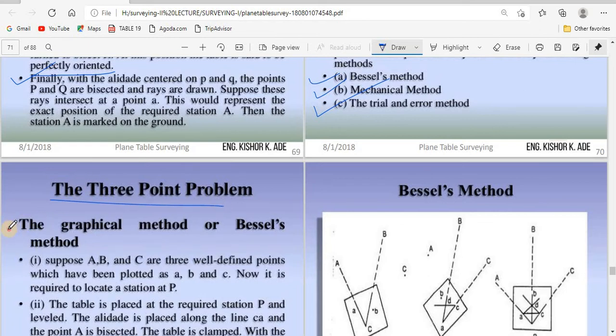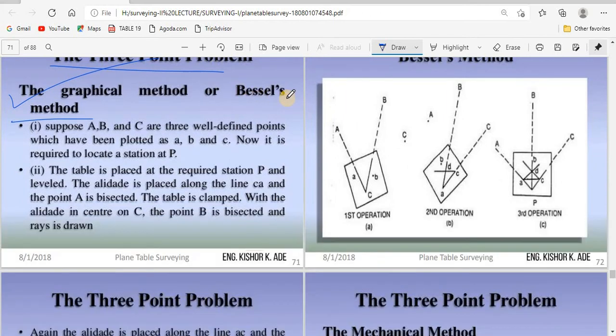3-point problem, the graphical method of Bessel. So with the help of the Bessel method, how can you perform it? For that we need to understand this diagram. This is the first operation, second operation, and third operation. Suppose A, B, and C are the well-defined points which have been plotted as a, b, and c, and now it is required to locate a station P.